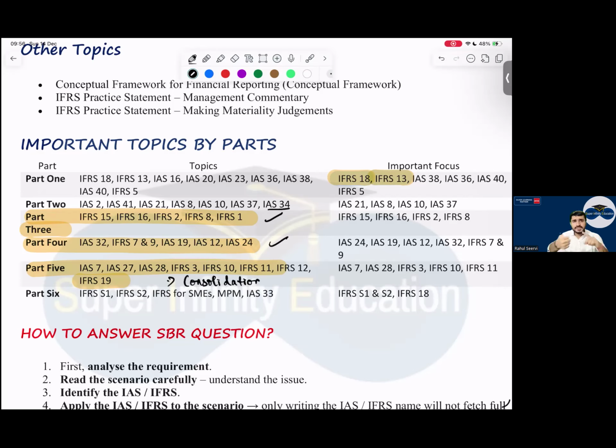In SBR, there are 6 big standards I usually say. Revenue, leases, financial instruments, your employee benefit, deferred tax and income tax, and your share-based payment. 6 standards, and these 6 standards are very important. Out of this, sir, which are the 3 most important? Revenue, leases, financial instruments. These are 3 topics which are very important, and questions will be there for 15 to 20 marks in your exam.